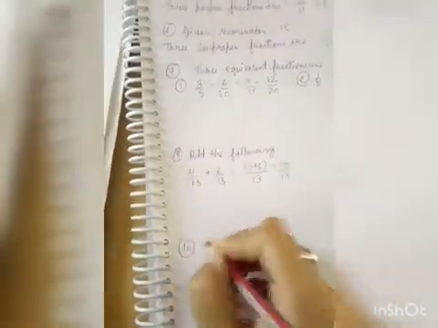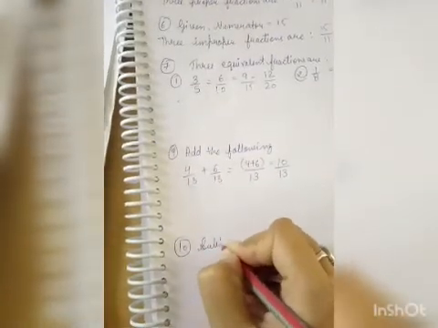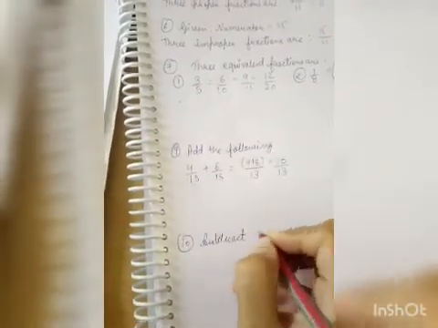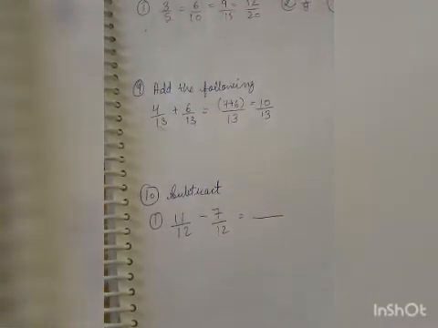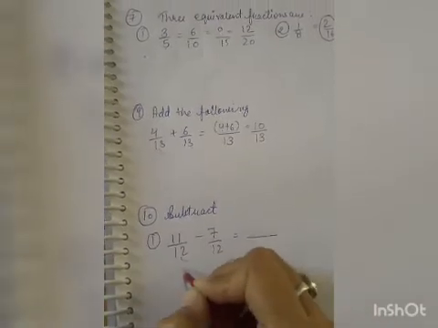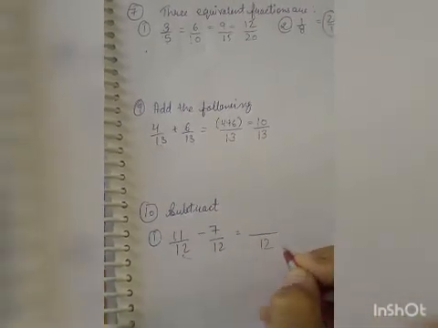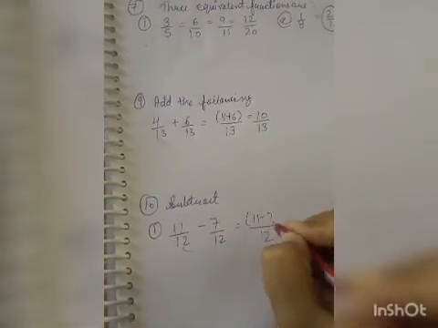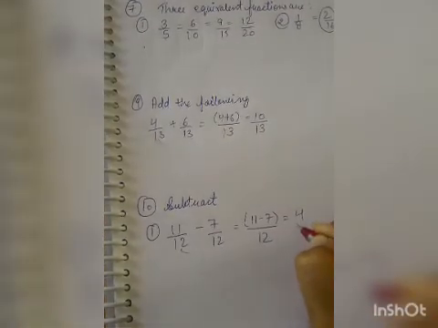Same we have question number 10. We have to subtract. Okay. So in subtraction we are given 11 by 12 minus 7 by 12. Again we have to write, as there are same numbers, I will write here once 12. Now I will write 11 minus 7. So 11 minus 7 is 4 by 12.